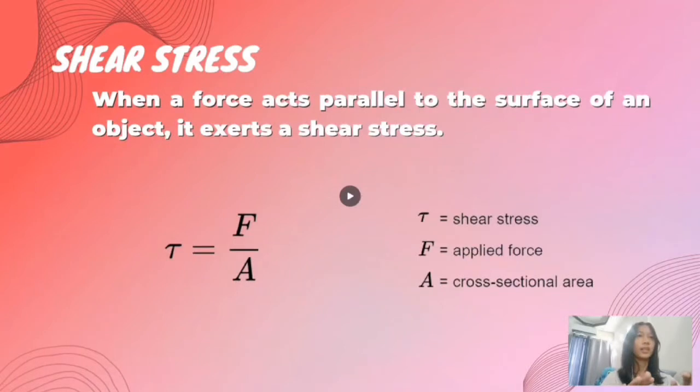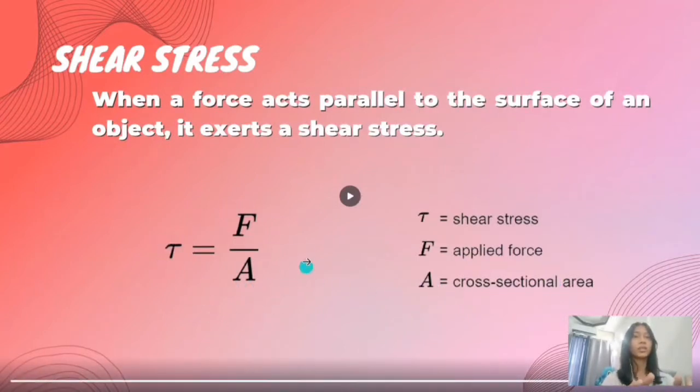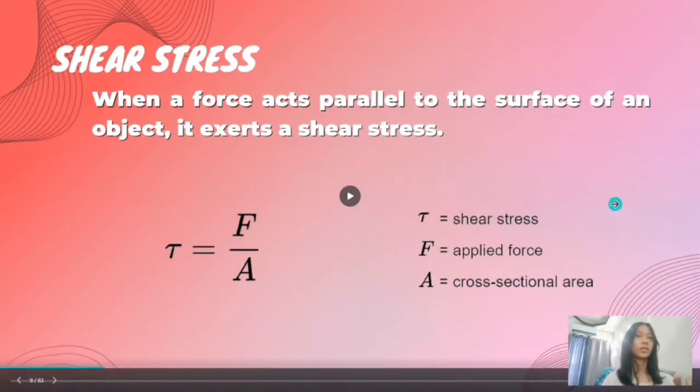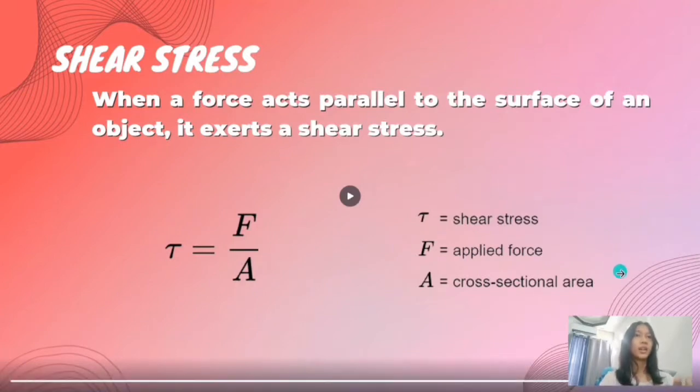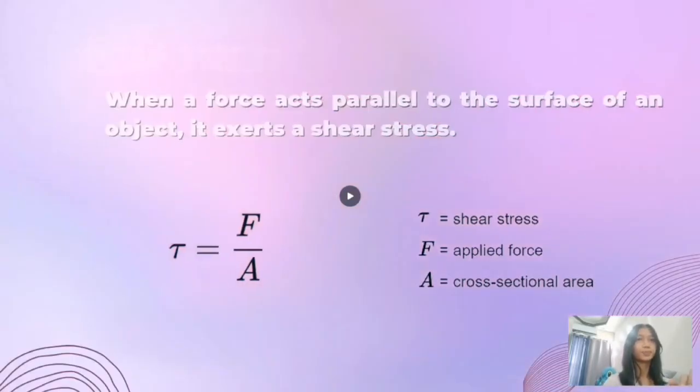So, to calculate that force, we have this formula here, which is that tau is equals to F over A, wherein yung tau is the symbol for shear stress, F is the applied force, and A is the cross-sectional area.